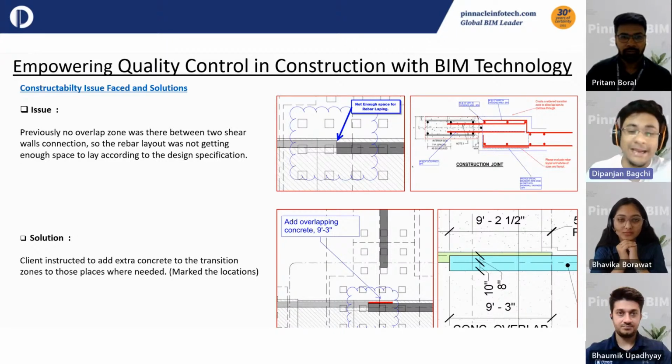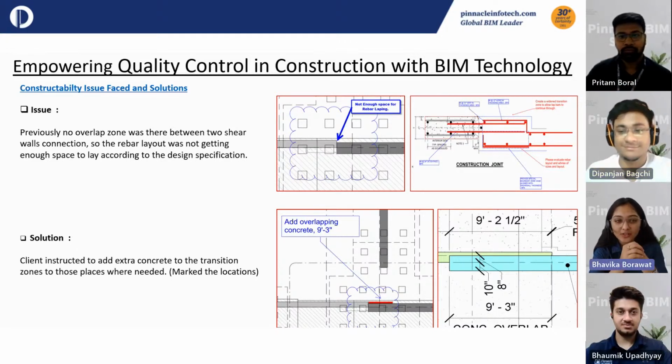What the client said was, just put an extra concrete where it is going to transition. So what will happen, the proper cover will be there. That is how we are helping our clients to get this sorted before the actual construction even begins, at the very initial stage, when the drawings are at the bid stage or permit stage. So we address this to our client at that time.